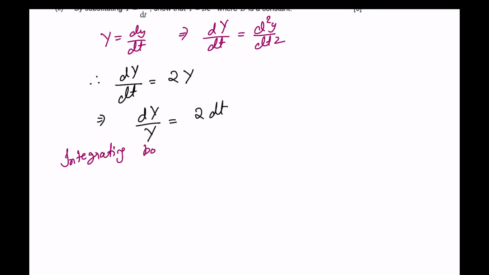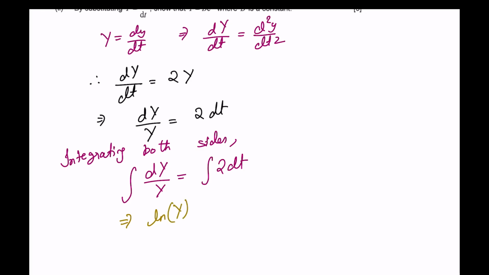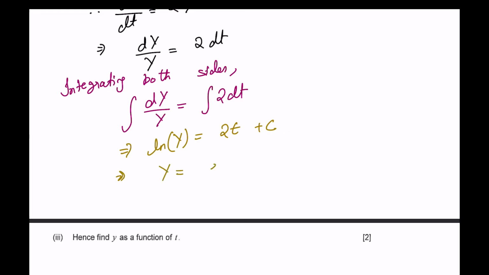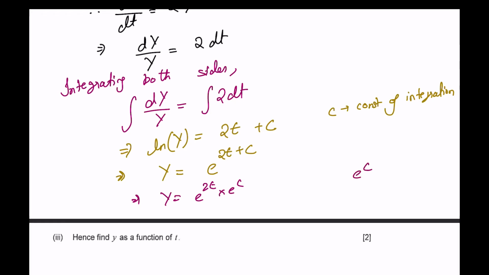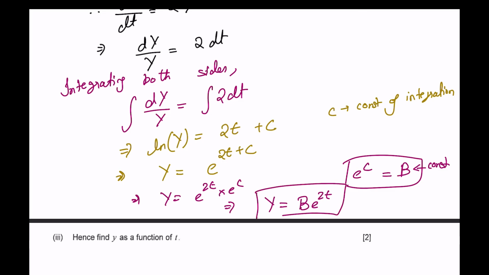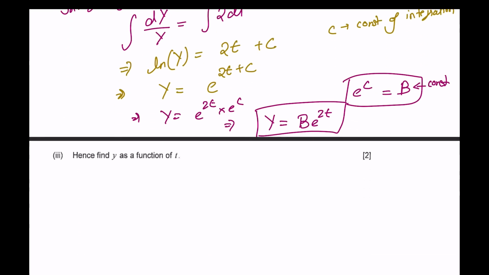We have to integrate both sides. Integral of dY by Y is equal to integral of 2 dt. So the left hand side will become ln of capital Y. This will be equal to 2t plus c, where c is the constant of integration. So Y would be e to the power of 2t times e to the power of c, and we can just assume e to the power c as a constant capital B. This is a constant. So finally, capital Y will be equal to b e to the power of 2t. This is what we needed to prove in this question, and we have successfully proved it.